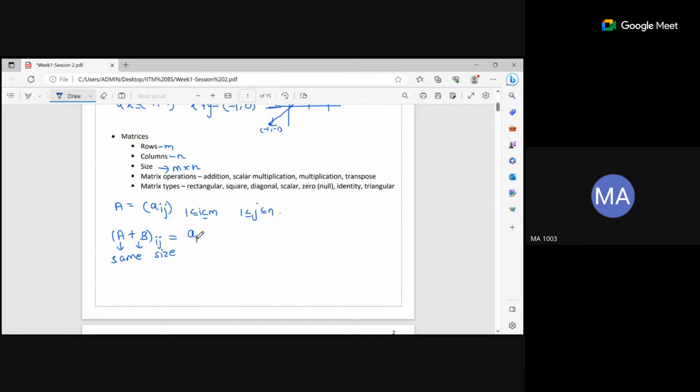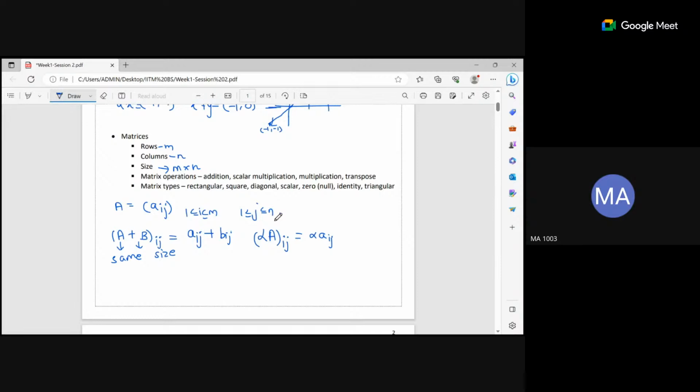And what about scalar multiplication? Let's take a scalar alpha and multiply it with A. How can you write the ijth entry of alpha A? It is alpha times Aij. This is the ijth entry of the scalar-multiplied matrix.